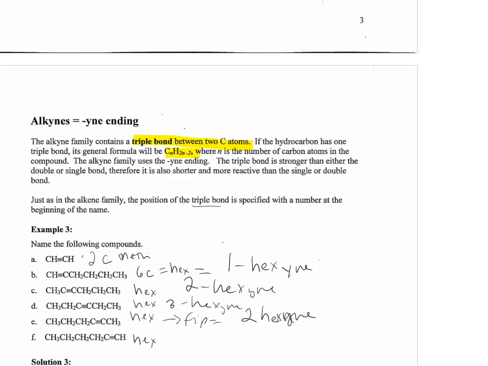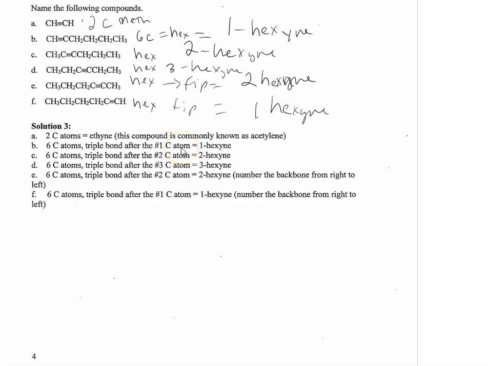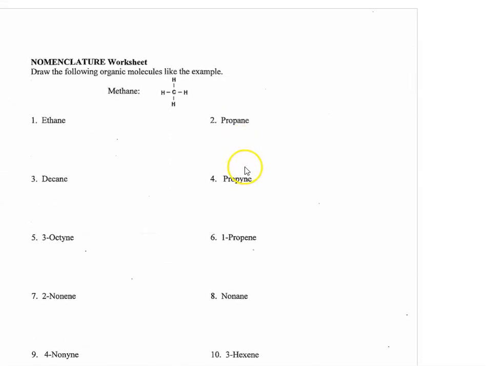And then this one is again 1, 2, 3, 4, but there's two carbons on this side, so we have to again flip it. And so that's going to again be 1-hexene, because it ends up being on the first carbon. Okay, so again, here are your solutions so that you can take a gander at those and make sure that we are doing okay.